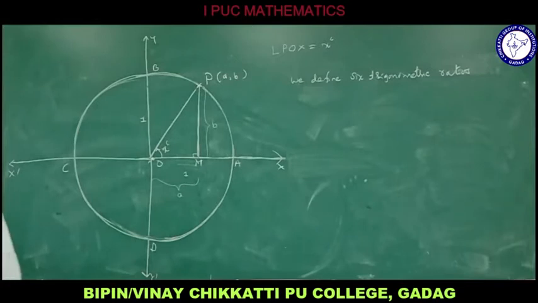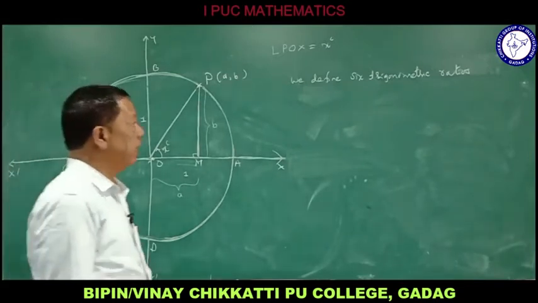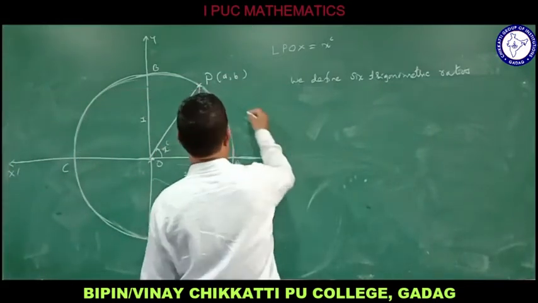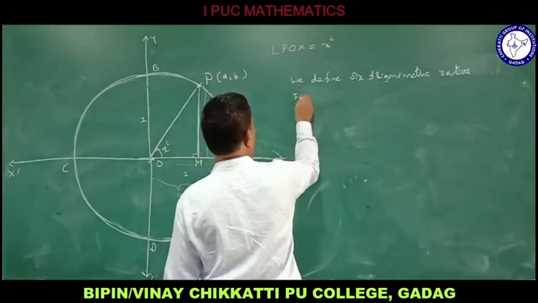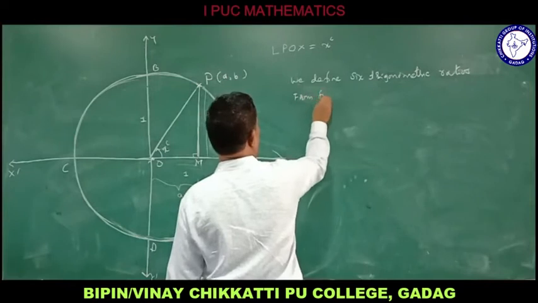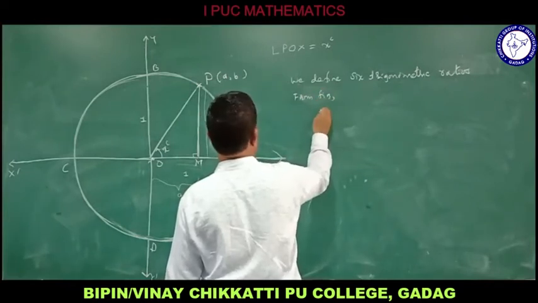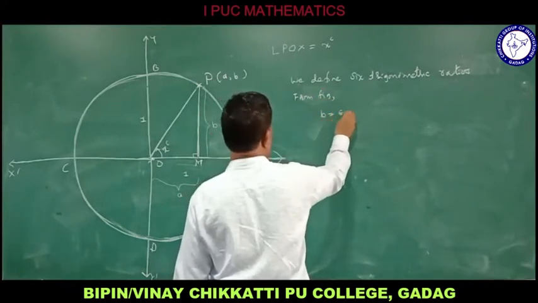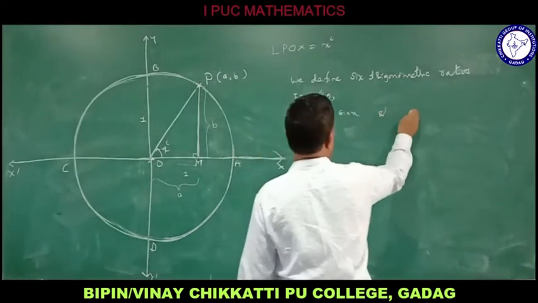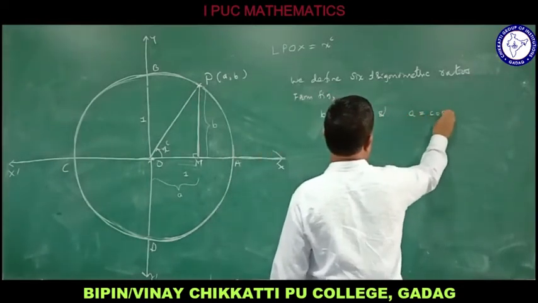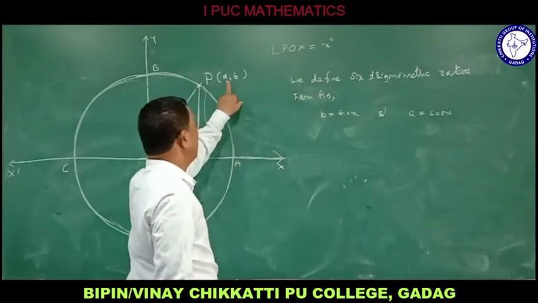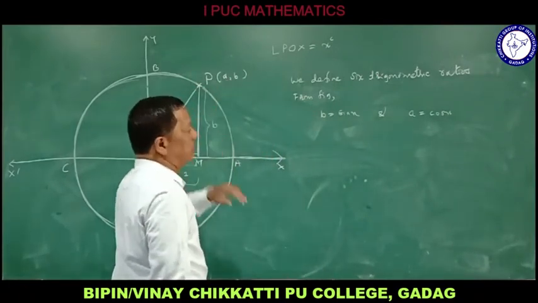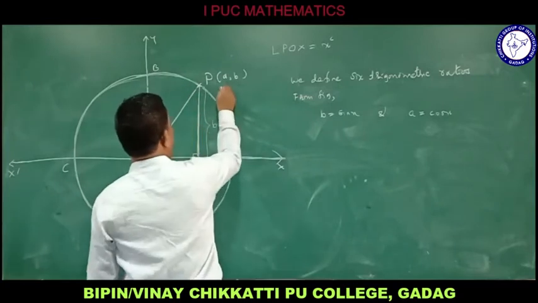So here you have to see the figure, and from the figure only you can tell that b is equal to sin x and a is equal to cos x. Try to understand, very simple. a is cos x, b is sin x.